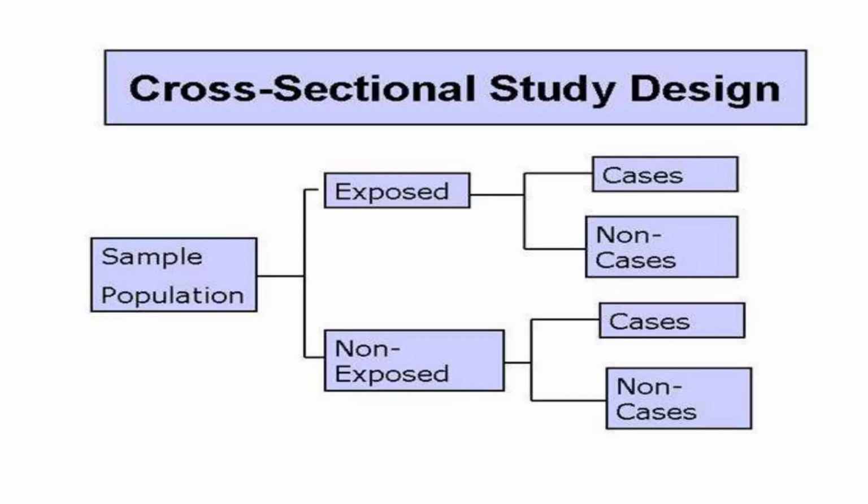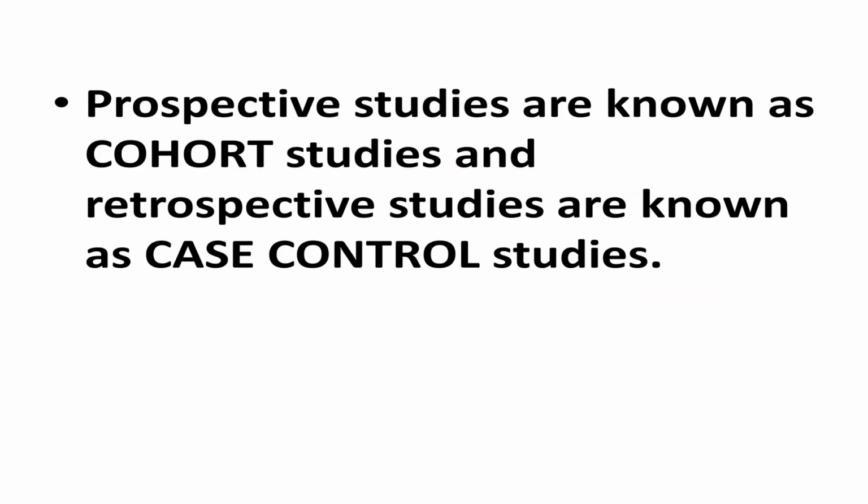In the exposed 300, you may get positive cases, that is the cases, and you may also get non-positive cases, that is negative cases. In the second group, non-exposed, the people who are non-smokers, you may also get positive cases and negative cases. Prospective studies are also known as cohort studies, and retrospective studies are also known as case control studies.